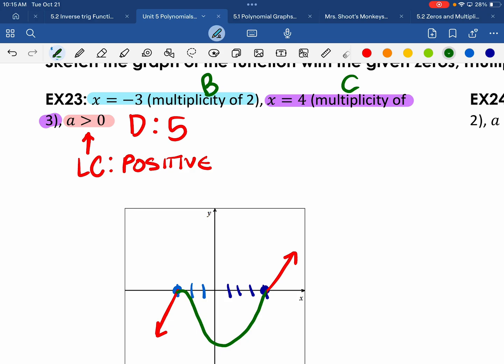Did you know to bounce down? Because you can't cross through it to go positive. How did I know to go like that? Because you can't cross through it because the multiplicity is even, so you have to bounce down.